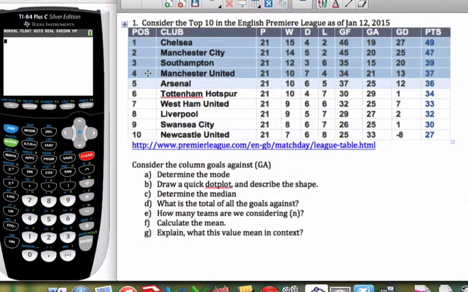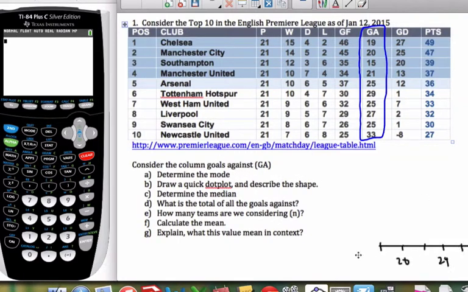These are the top 10 teams in the English Premier League as of January 12th, 2015. We're going to look at the column that is goals against. We're looking at this column here. These are the number of goals that the teams have let into their net. And we're going to determine the mode, draw a quick dot plot, and describe the shape. I'm going to start off with the dot plot.